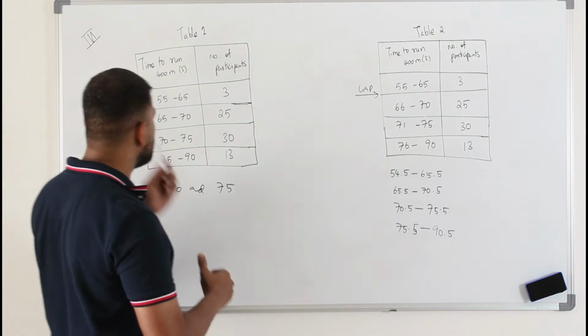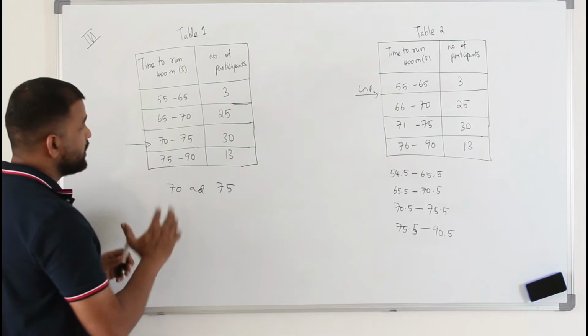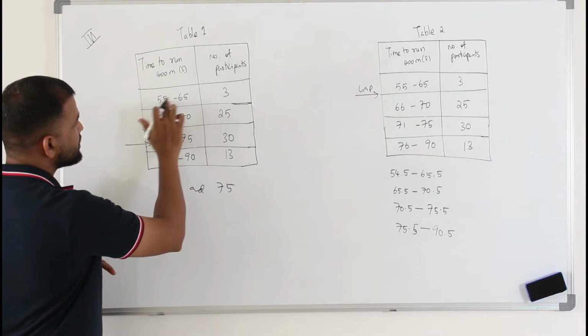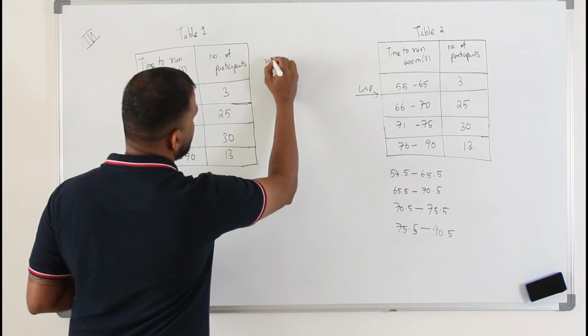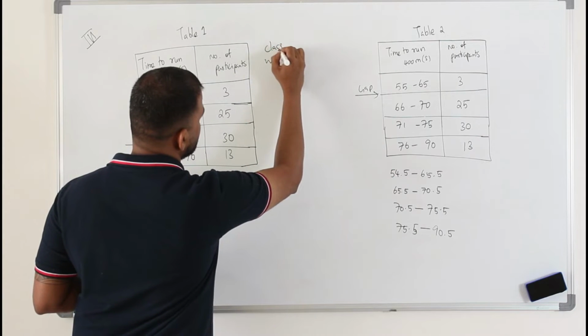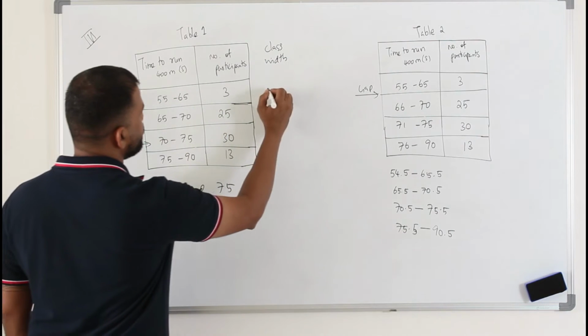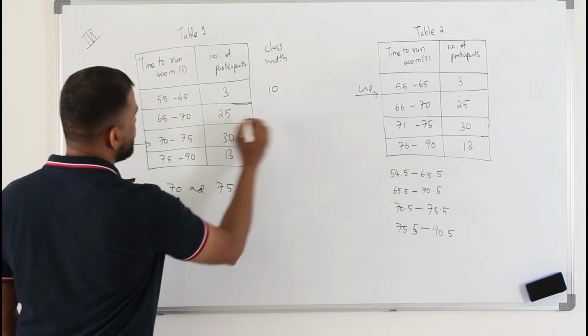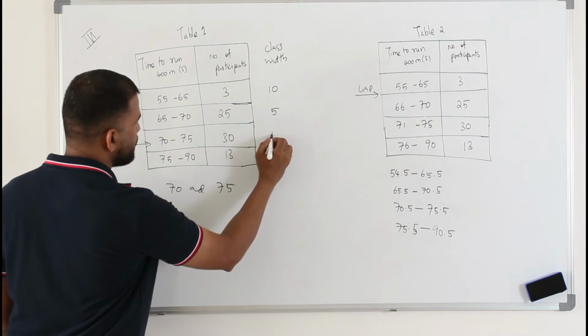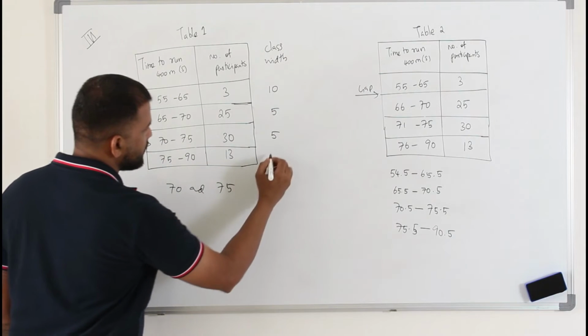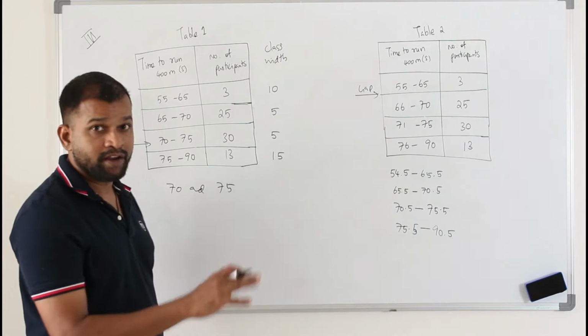Now the next term is class width. To find the class width for the first table, it's very simple. You just subtract them. So the class width is 65 minus 55, 70 minus 65, 75 minus 70, 90 minus 70. That's the class width. It's very easy.